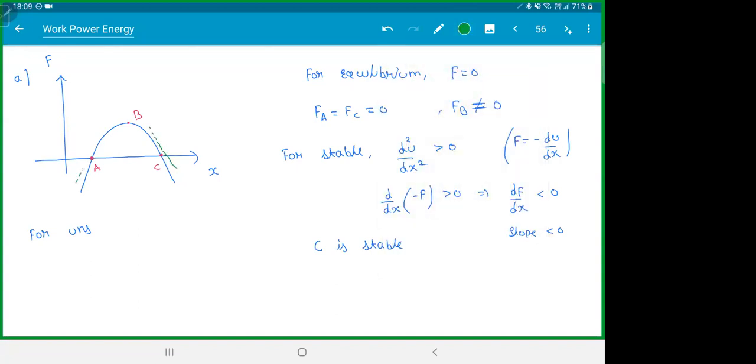This is a negative slope and this is a positive slope. The point B is not equilibrium in the first place, so there's no discussion whether it is stable or unstable. For unstable, d square u by dx square, potential energy is maximum, so this should be less than 0. This will be d by dx of minus f less than 0, that is df by dx should be greater than 0. Basically, slope is positive. So A is unstable.